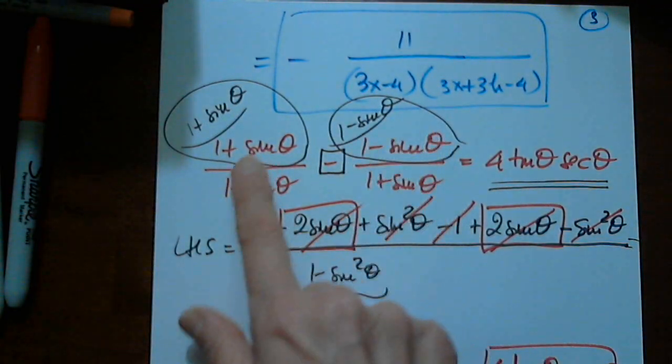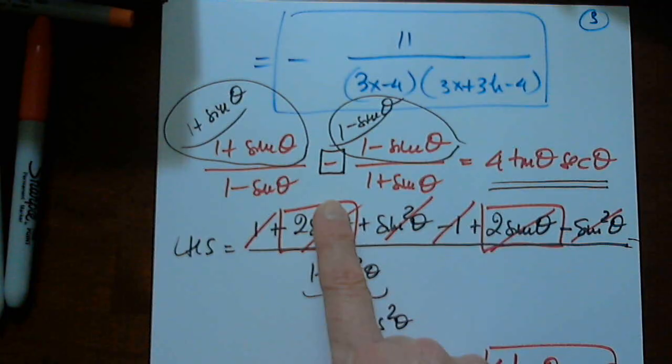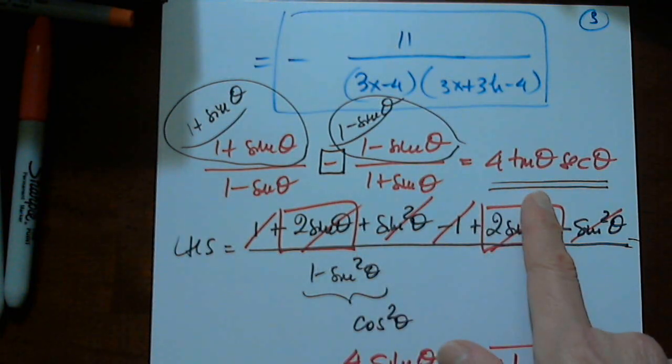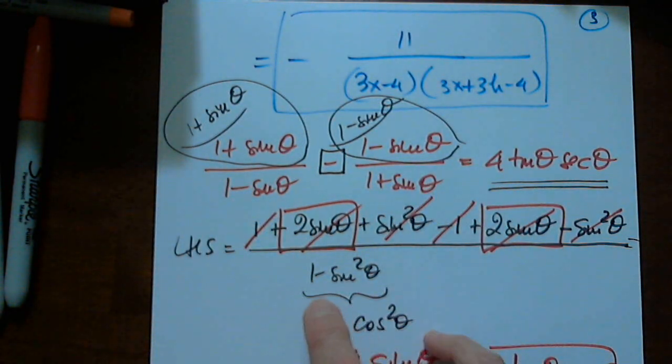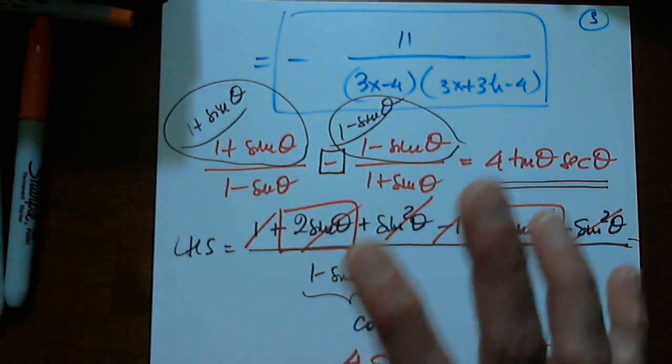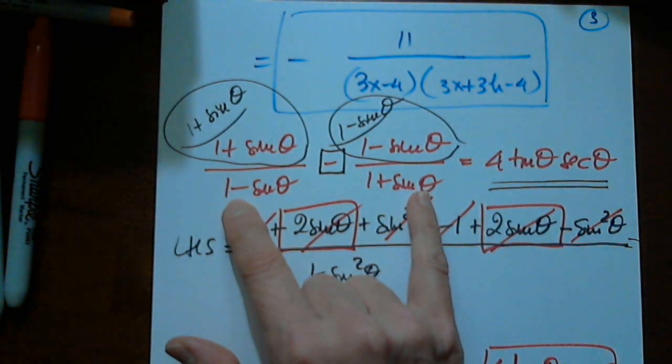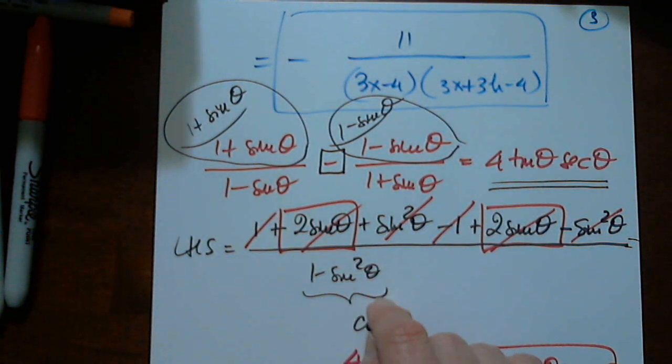So we started on the left-hand side because this was more complicated than this. We found the least common denominator, which is the product of these two. As I mentioned, I normally say, do not multiply, do not expand the denominator. In this case, it was necessary, eventually anyway, because we replaced this by cosine squared from the basic trig identity.